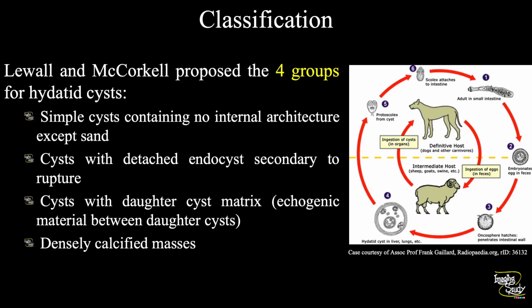There are several systems for the classification of hydatid. The Lewell and McCorkle classification shows 4 groups: a simple cyst containing no internal architecture except the sand, a cyst with detached endocyst secondary to rupture, a cyst with daughter cysts, and the calcified masses.